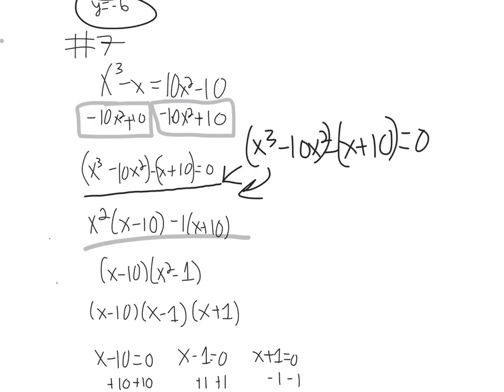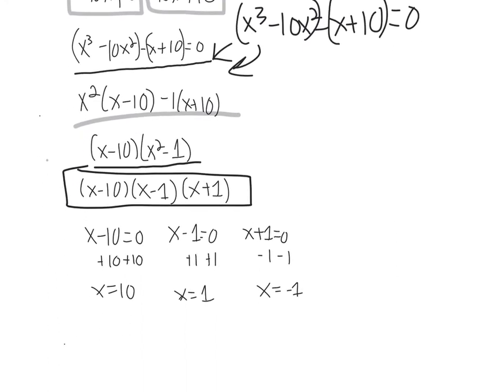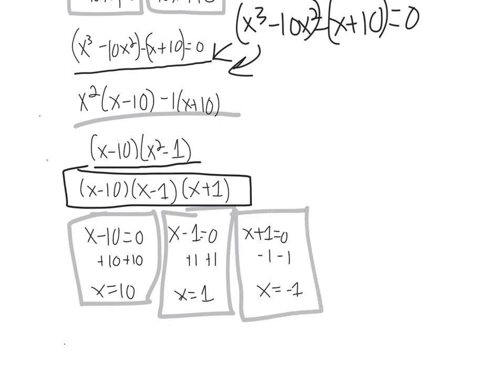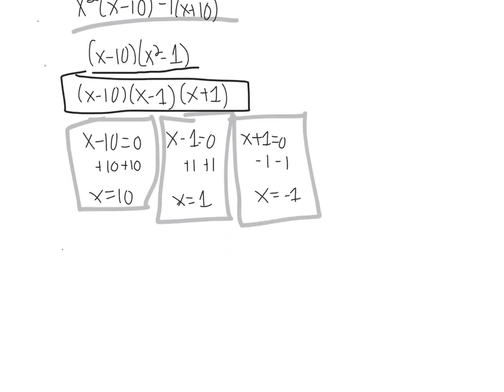Now that you have that, it would simplify into x minus 10 times x squared minus 1, and x squared minus 1 is going to be x minus 1 times x plus 1. So down here it would be x minus 10 times x minus 1 times x plus 1. You would set those all equal to 0, so it would be x minus 10 equals 0, x minus 1 equals 0, x plus 1 equals 0, and so your answers would be x equals 10, 1, and negative 1.